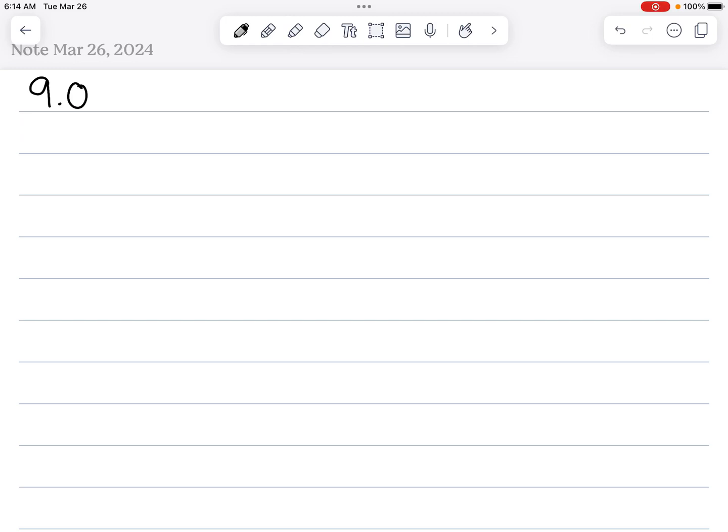Section 9.0, and in this section, we are squaring binomials and simplifying square roots.